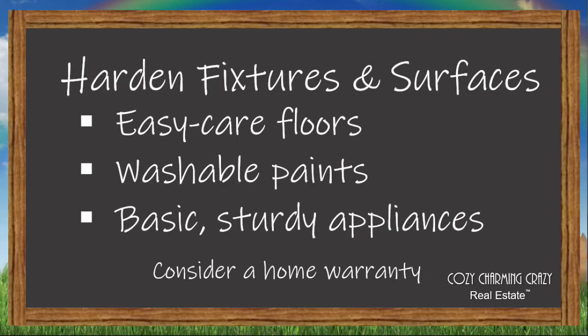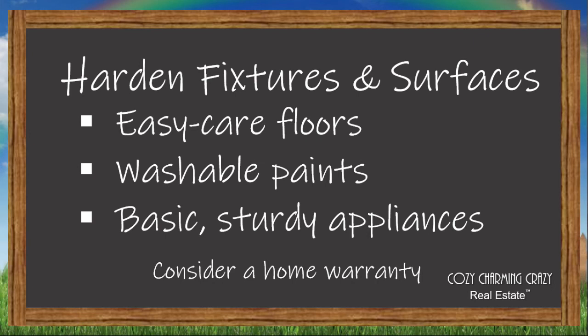You want to harden the property to every extent possible. We talked about the faucet, but also things like easy care floors. Maybe pull out the carpet and put down tile or wood laminate, something a little more durable. If you're going to paint the property to nice neutral colors for your potential renters, make sure you use paints that are washable so that in between tenants you don't always have to repaint, just in case you have times between tenants. And you want to have basic sturdy appliances.